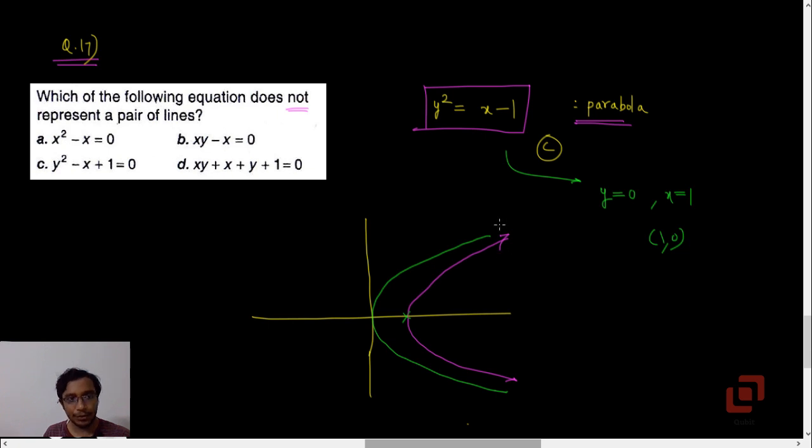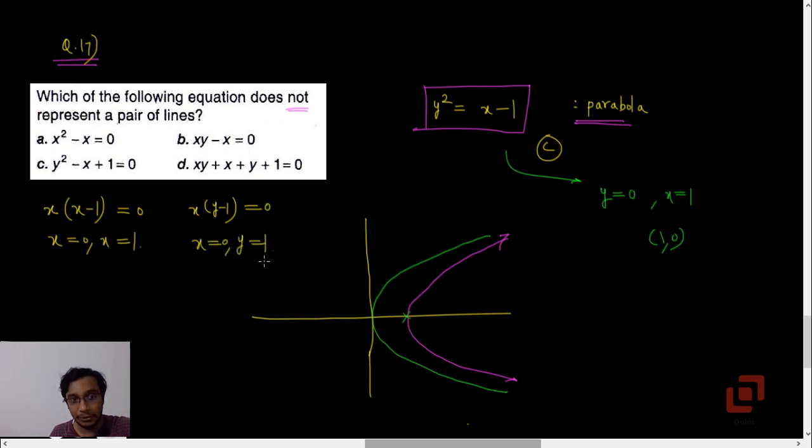Yes. So option C. Otherwise, you need to identify the equations which represent a pair of lines. If you go to option A and take x common, then it will be x into (x minus 1) equal to 0, x equal to 0, x equal to 1. Both are lines. One is the y-axis itself and the other one is parallel to the y-axis. Same thing with B. Take x common, (y minus 1) equal to 0. So x equal to 0, the y-axis, y equal to 1. So this time perpendicular lines.